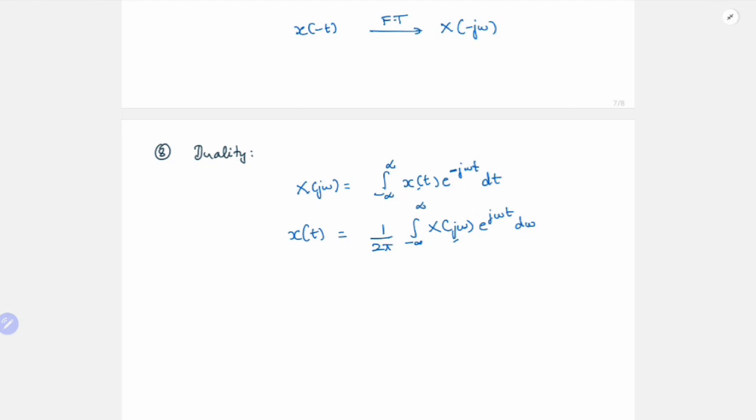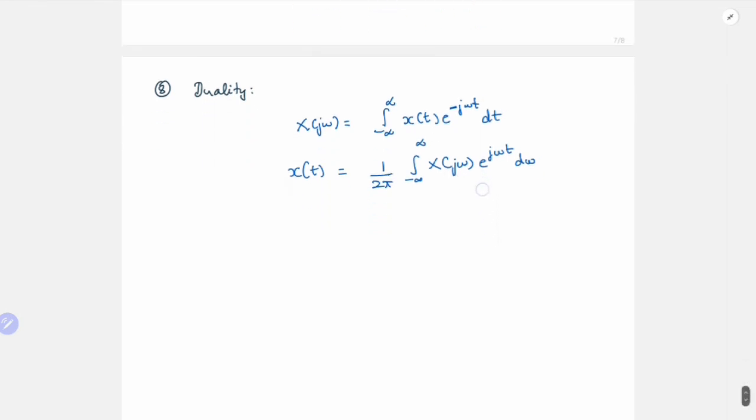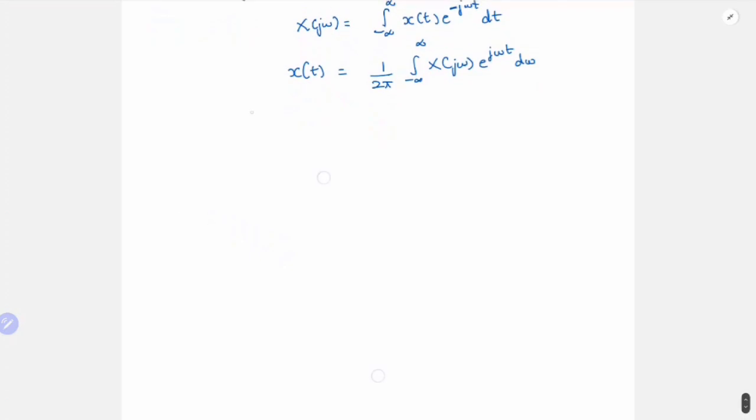So let us try to relate or explore the symmetry between these two using an example. So it is our familiar example only. So if we have x of t as 1 for mod t less than t1 and 0 for mod t greater than t1, its Fourier transform, we know this, we already derived it many times. This x of j omega is nothing but 2 sine omega t1 by omega.